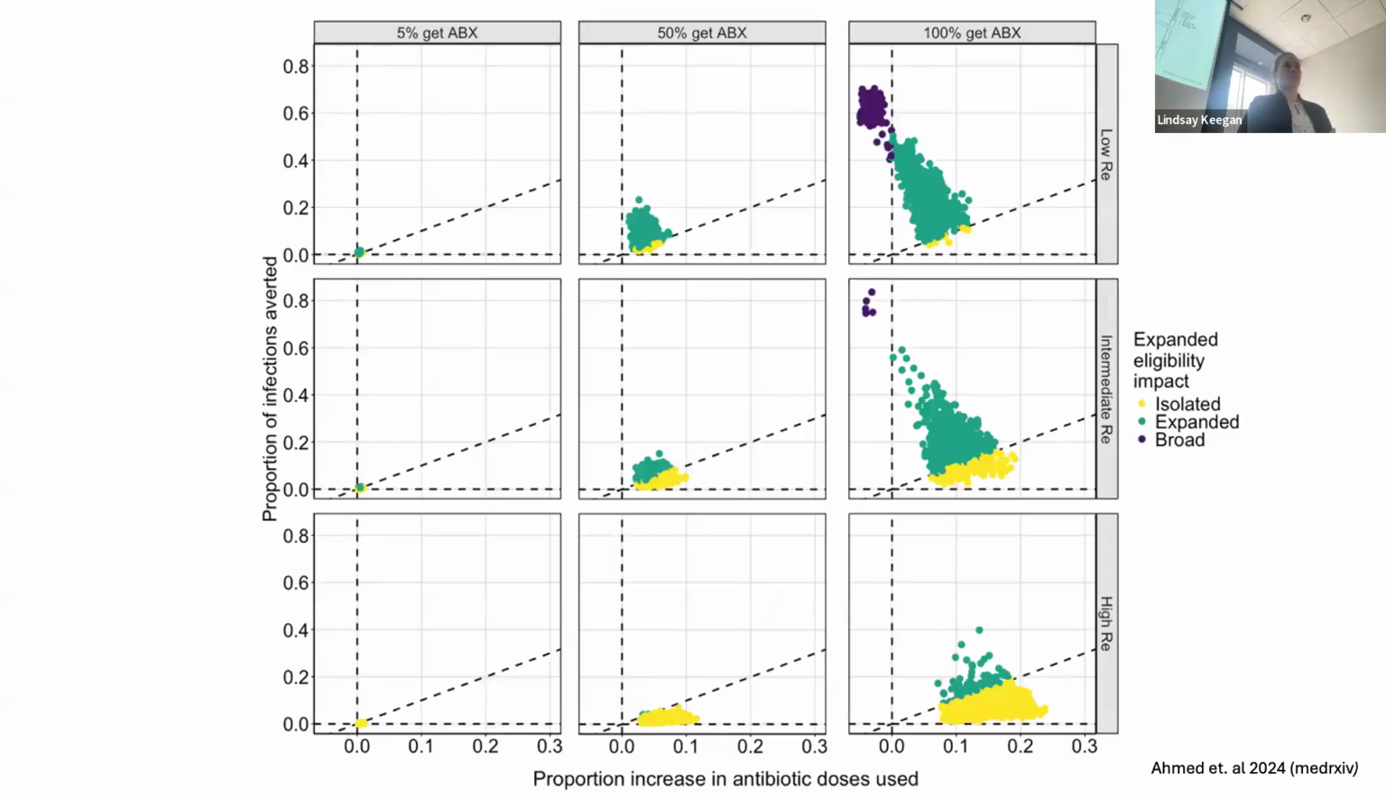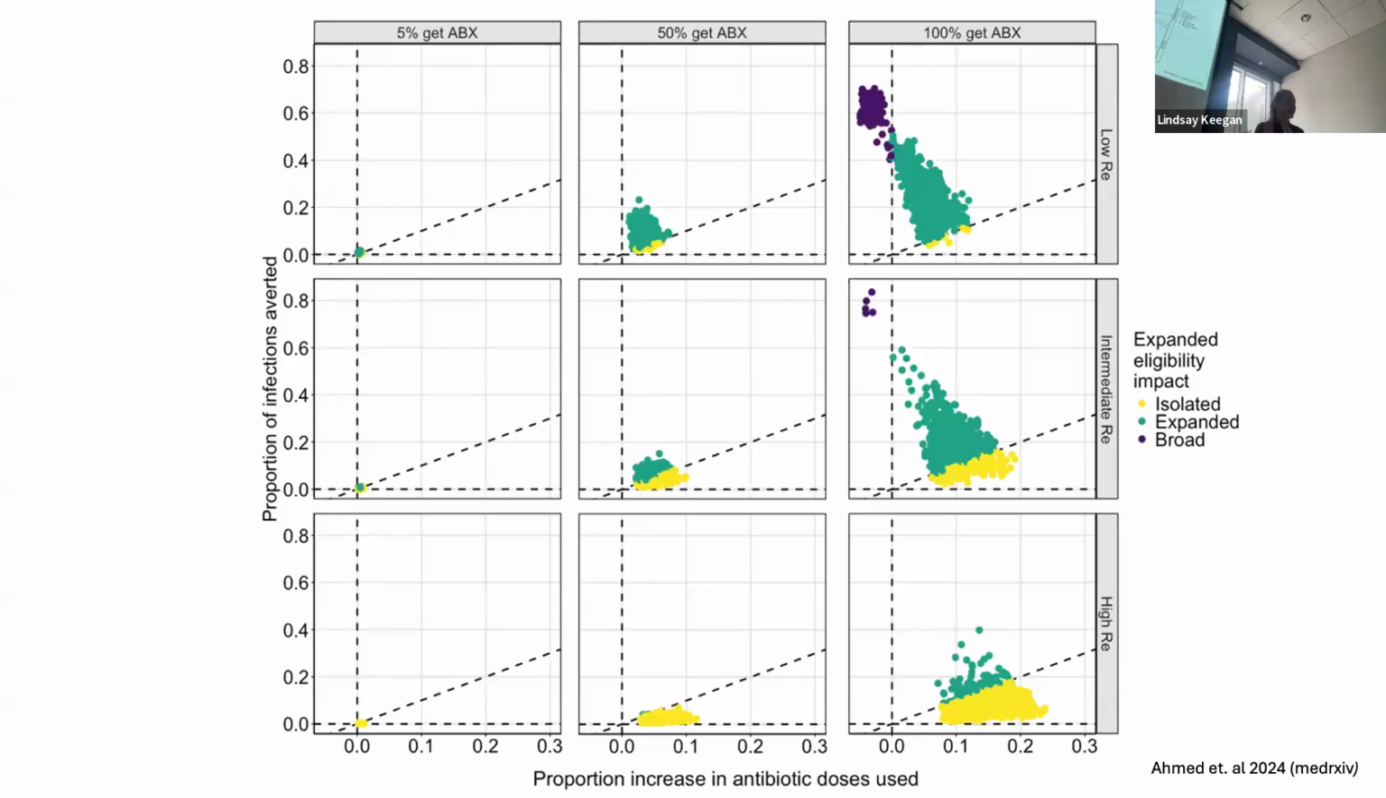But what about antibiotic resistance? So we're not modeling antibiotic resistance explicitly here, but what we can say is the number of antibiotic doses is correlated to the risk of developing resistance. And so we can look at that.